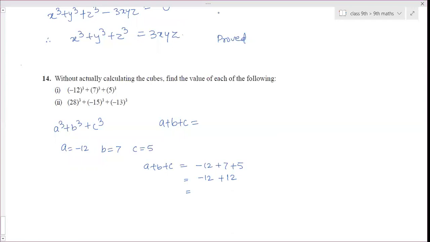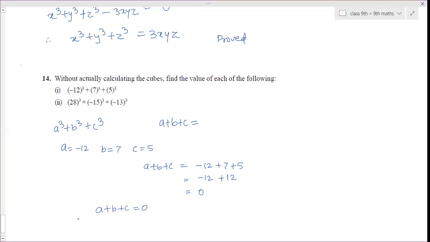Yeah, I'm really sorry. This one, the 14th one, we have to find the answer without actually finding the cubes. This is in the form of a cube, b cube and c cube. So first find out the sum. If you consider a is minus 12, b is 7 and c is 5, the sum minus 12 plus 7 plus 5 will become 0. So this means a plus b plus c is equal to 0.